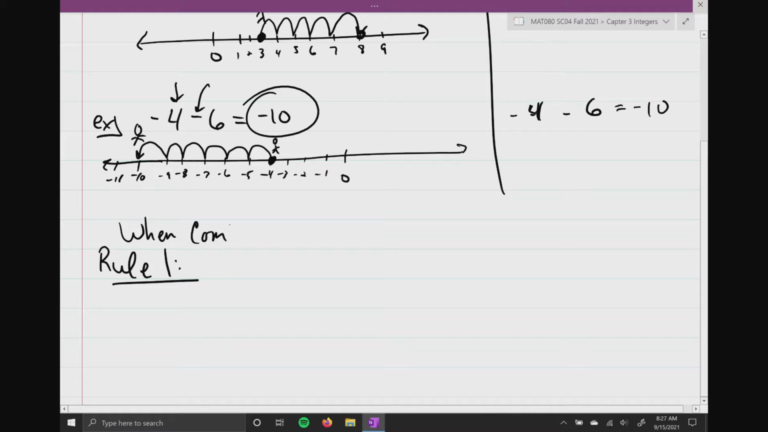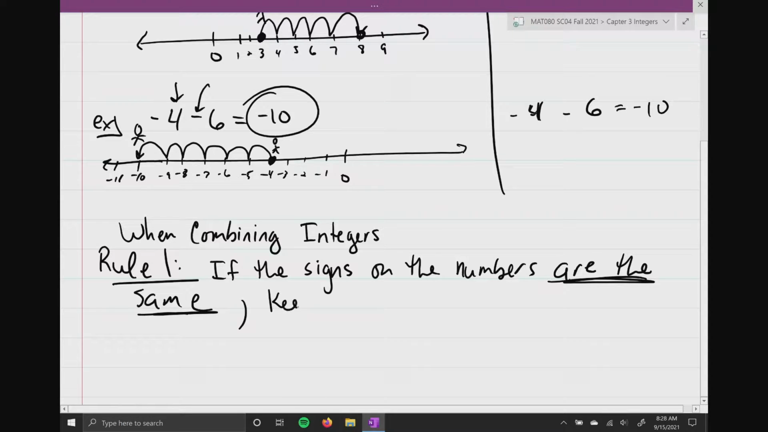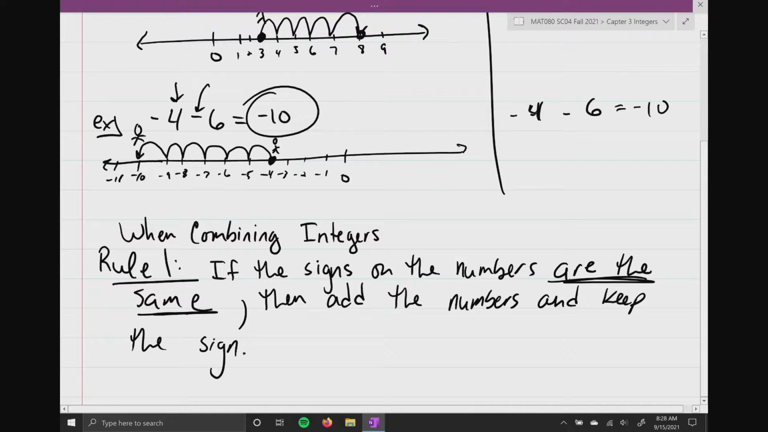And I'm going to be a little bit more vague than your book. When combining integers, rule number 1: if the signs on the numbers are the same, and that's huge, so we're going to underline that, then add the numbers and keep the sign.